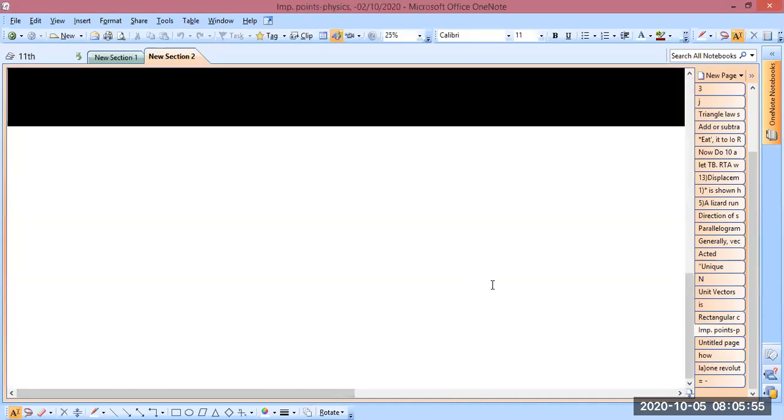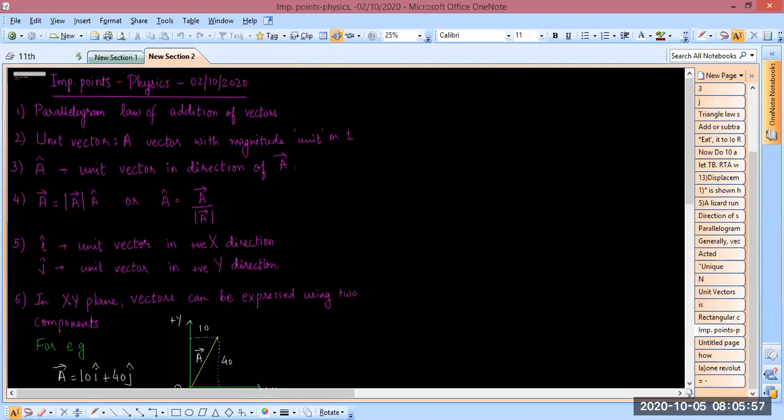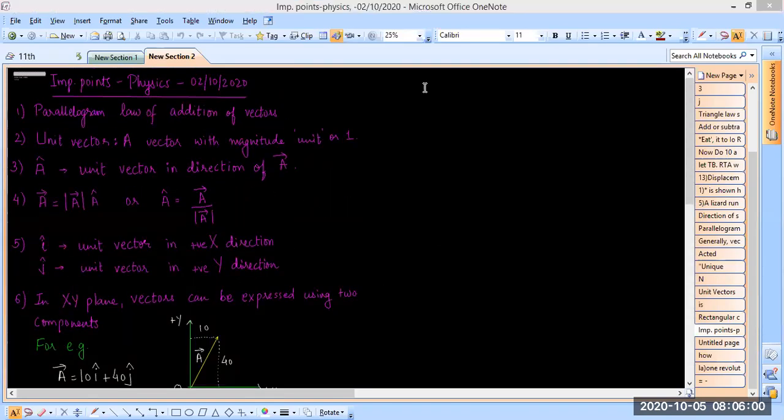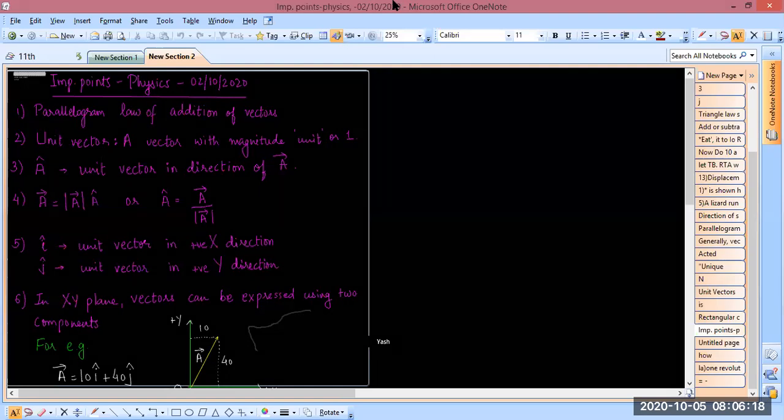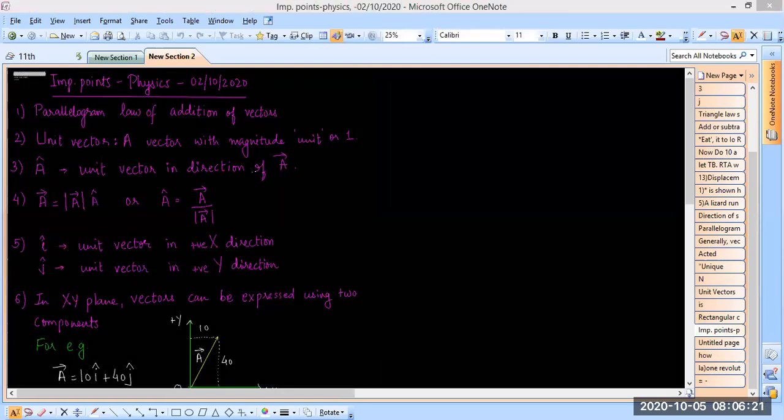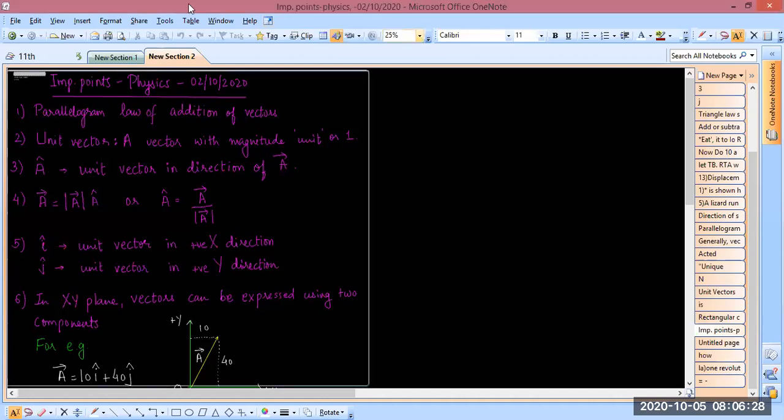So this is the list of important points that we had the last time. Let's just start from there. We learned the parallelogram law of addition of vectors. We learned that if there is a vector which has magnitude 1, we call it a unit vector. The symbol of a unit vector is a cap at its top.